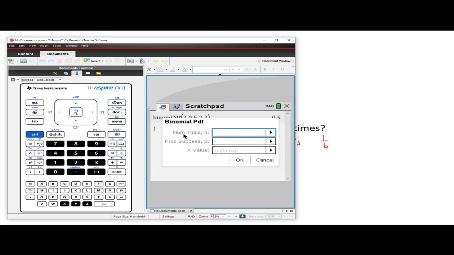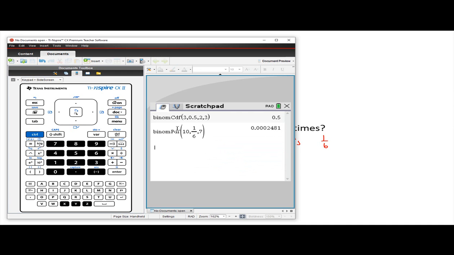So binomial PDF, number of trials is going to be 10. Probability of success: each time we roll the die, the chance of getting a 3 is 1 out of 6. So you could just put 1 divided by 6 here. It doesn't have to be a decimal. And the X value: we want to get the number 3 seven times, so X equals 7. Click OK. And there's our answer.